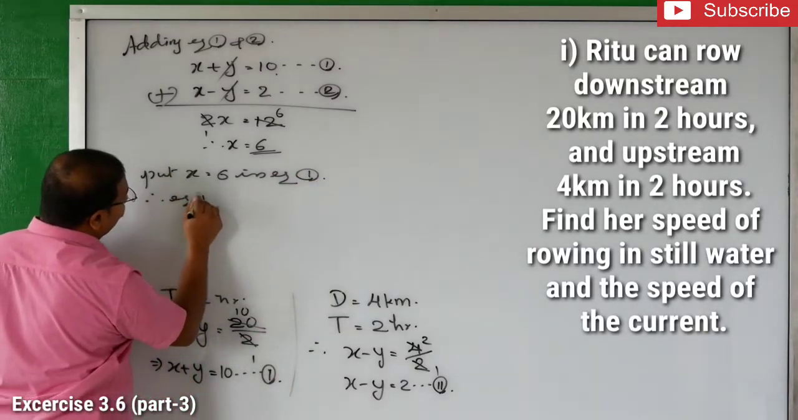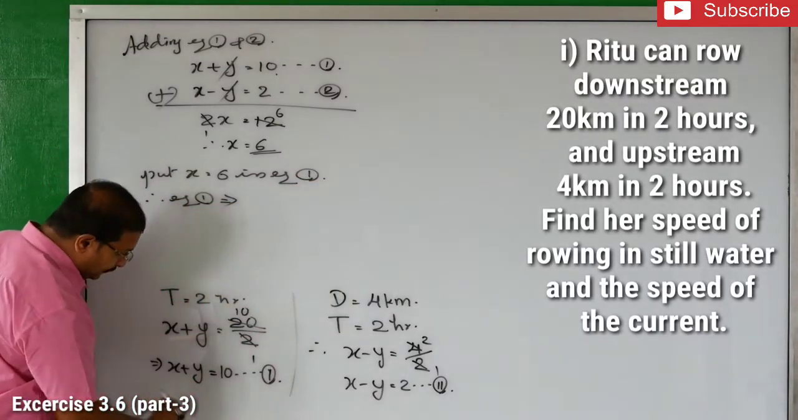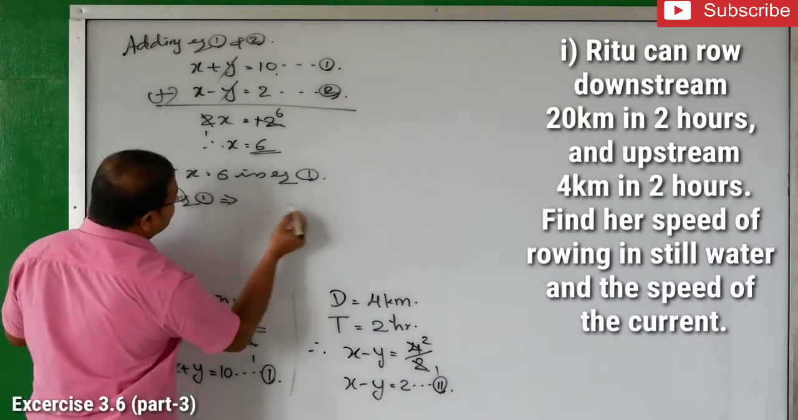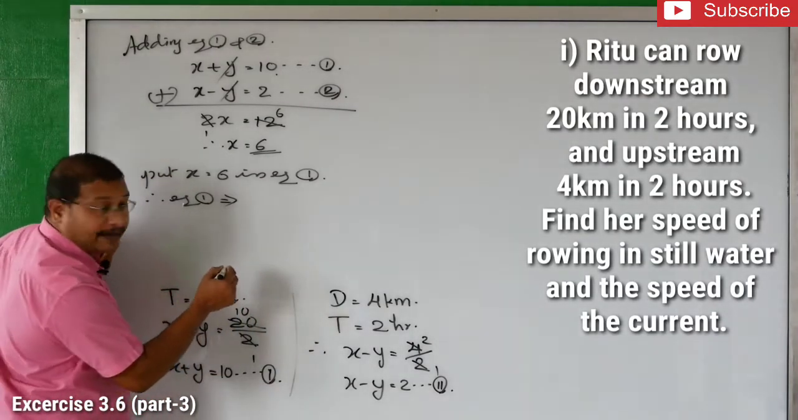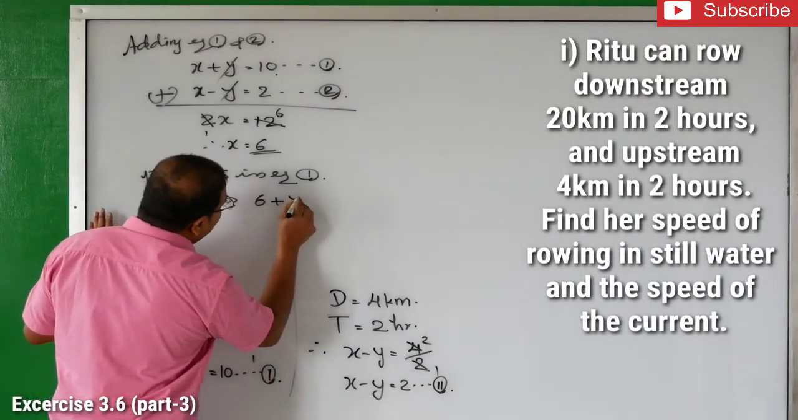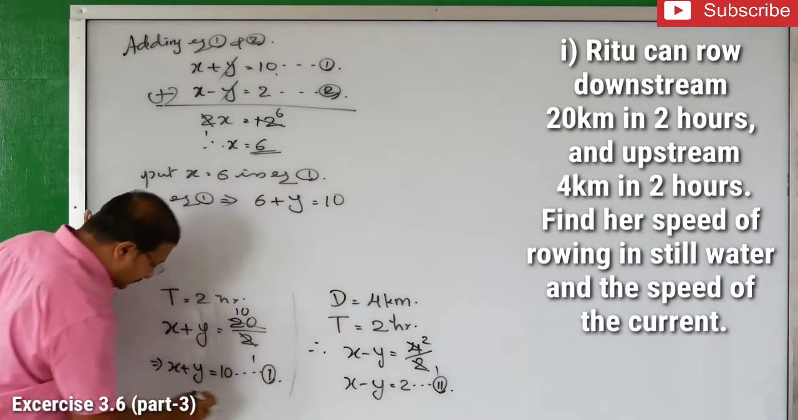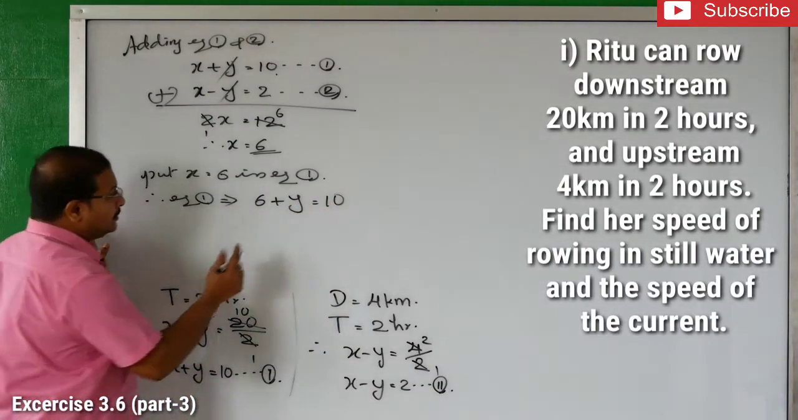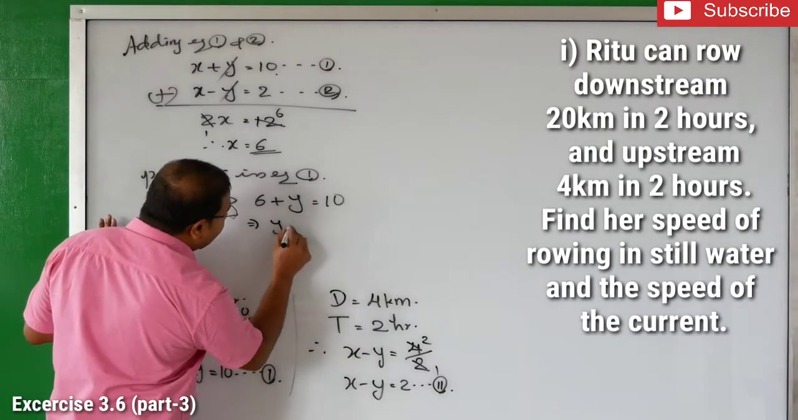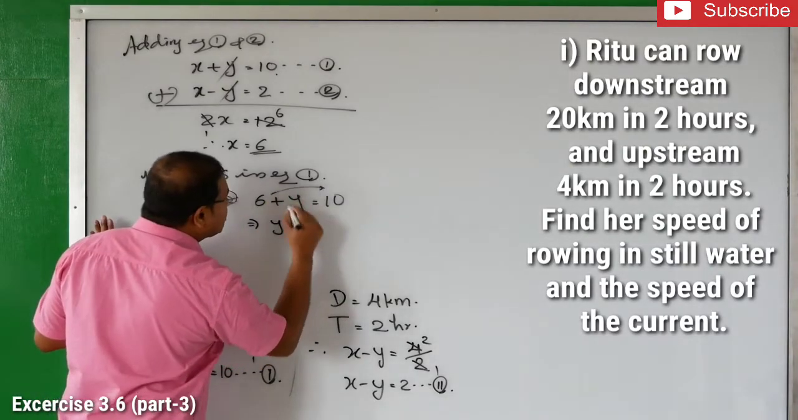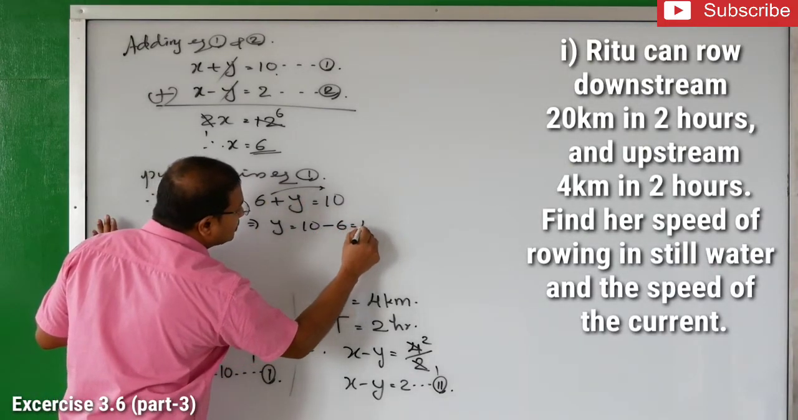Therefore equation 1 implies, see the first equation, what is that? x plus y. That means in place of x, what will you write? 6. 6 plus y equals 10. x plus y equals 10, isn't it? So this implies y equals 10, 6 goes to the other side, minus 6 equals 4.